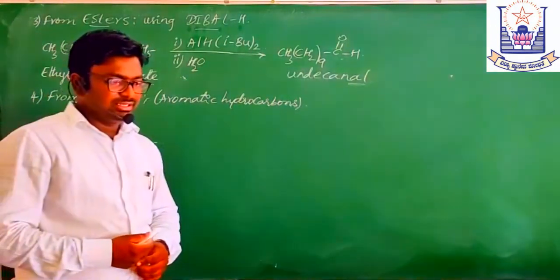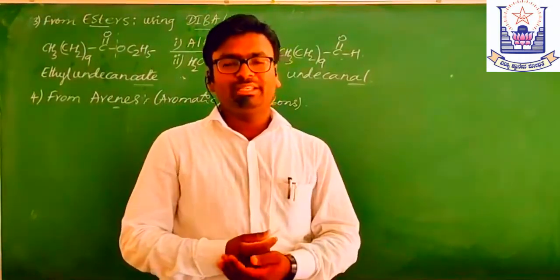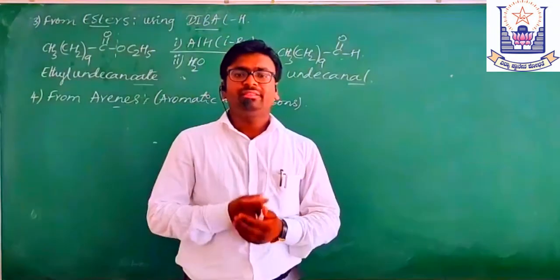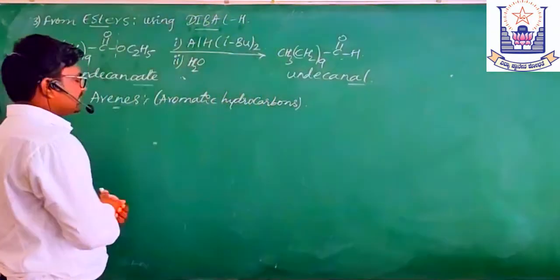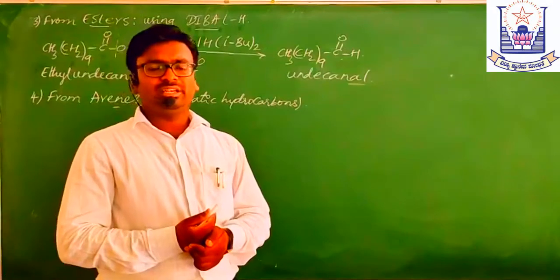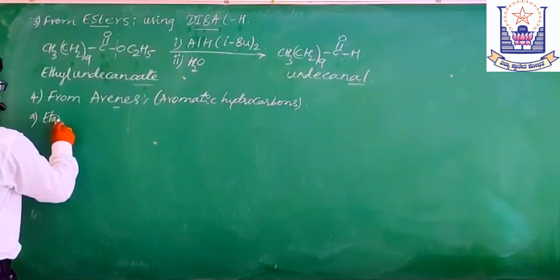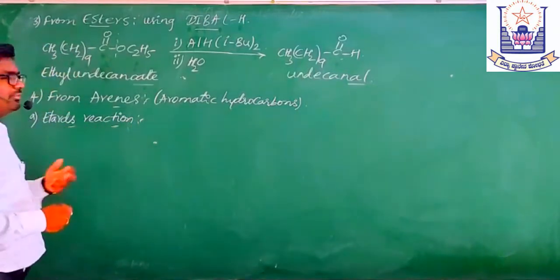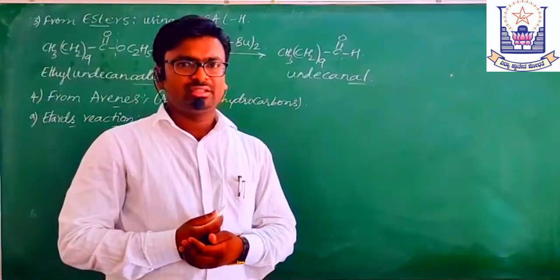Here, firstly, let us consider the conversion of toluene to benzaldehyde using chromyl chloride. That method is called Etard's reaction. Etard is a scientist. He invented this method. So therefore, the reaction is called Etard's reaction. And here we are going to use the reagent, that is Etard's reagent.